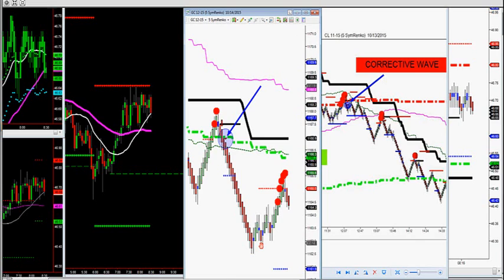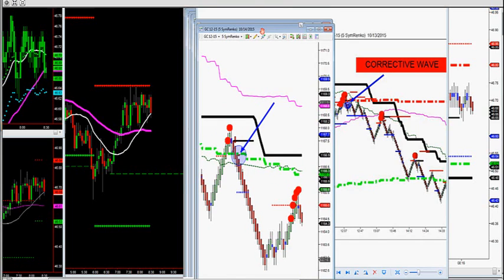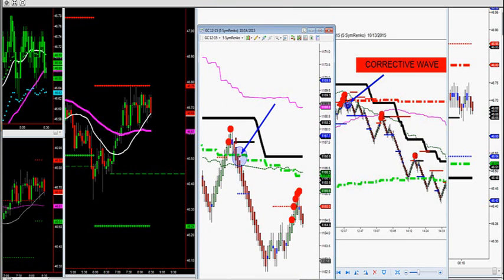So I don't show the 5 sim in the room, so put those on your own Ninja charts. If you trade the 3 or 5, whether you trade the 3 or 5, either way, same exact setup. Okay? One setup, 2 wave patterns.